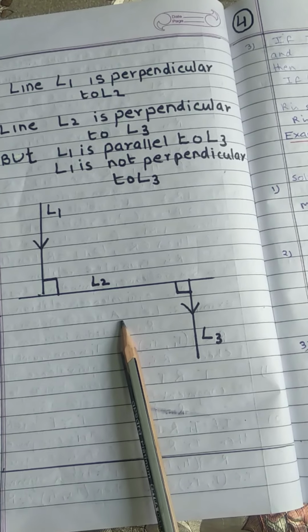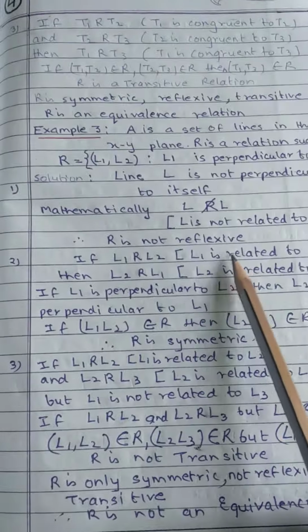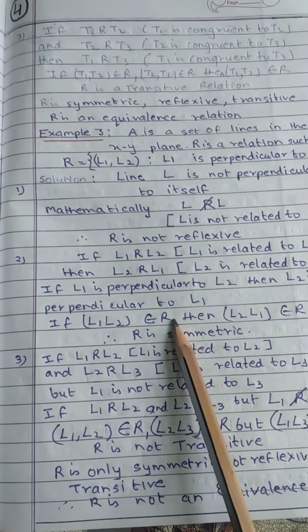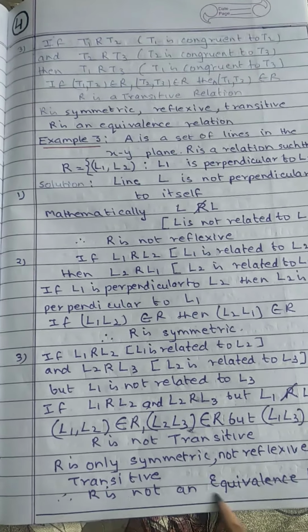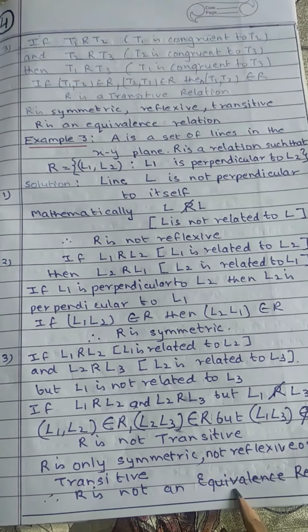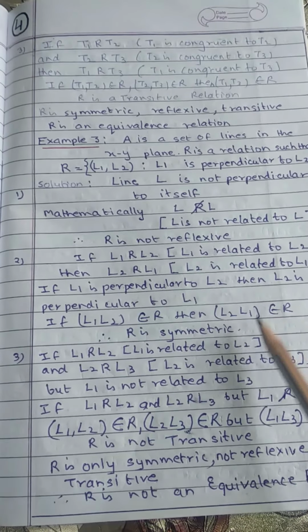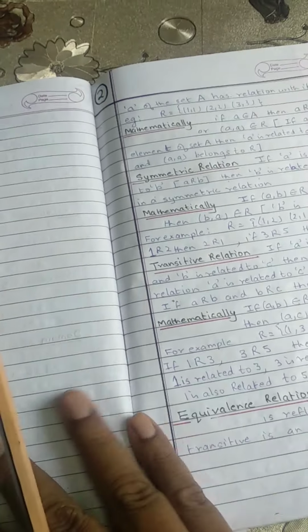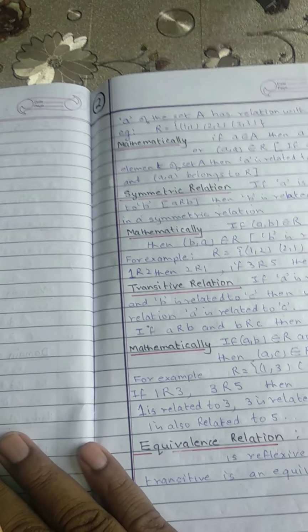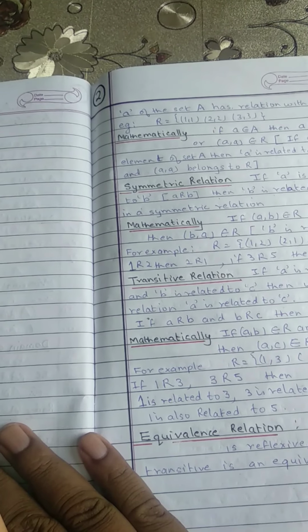So this relation is not reflexive, yes symmetric, not transitive. So it is not an equivalence relation. For an equivalence relation, it has to be reflexive, symmetric, transitive, all yes. But there are two no's, so we cannot call it an equivalence relation.